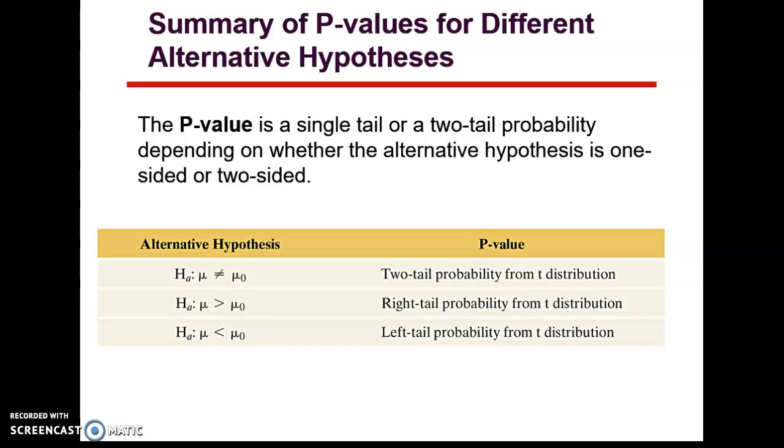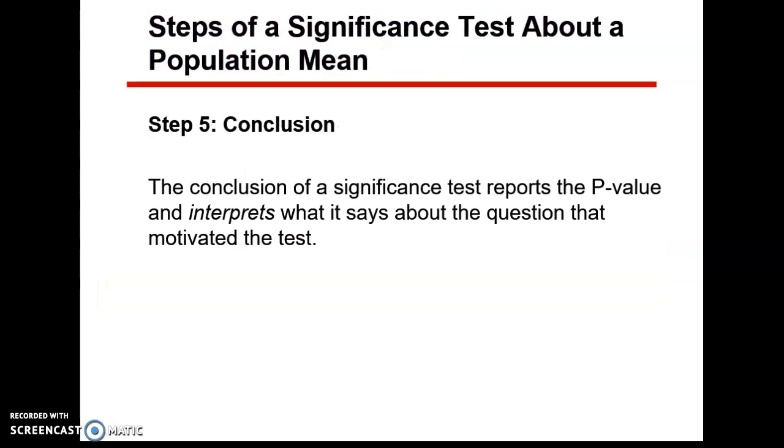So we have those possible alternative hypotheses: either mu is not equal to mu naught, mu is bigger than mu naught, or mu is less than mu naught. So that time you're looking at the tails, the last two. And then again, we do the conclusion based on the p-value. We interpret what it says about the question that we started with before we did the experiment and the calculation.